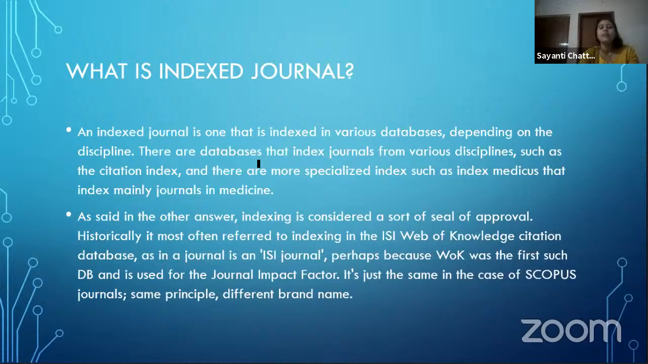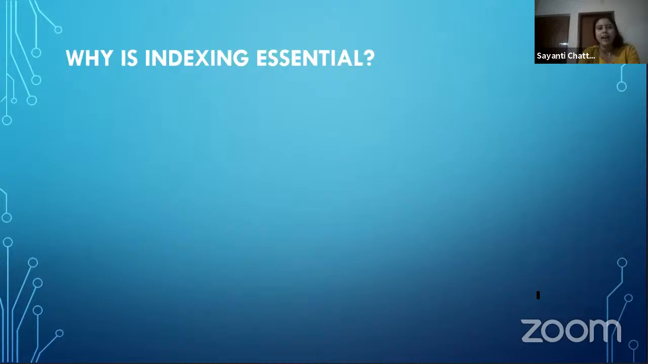So similarly, what is an indexed journal? An indexed journal is one that is indexed in various databases, maybe in the SCI, maybe in Google Scholar, maybe in Scopus. So that is indexed, where the name of the journal we can find. And it is Web of Science. Previously there was only one, that is ISI Web of Knowledge Citation, but now we have Scopus journals, we have SCI journals.